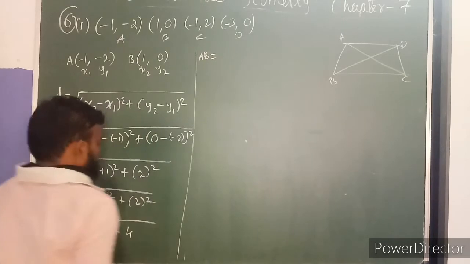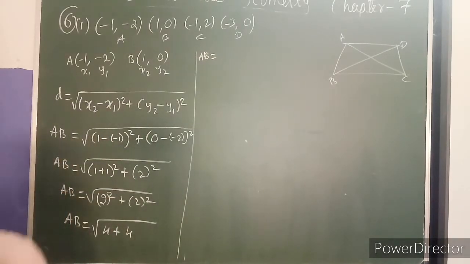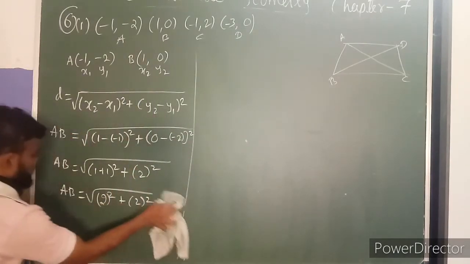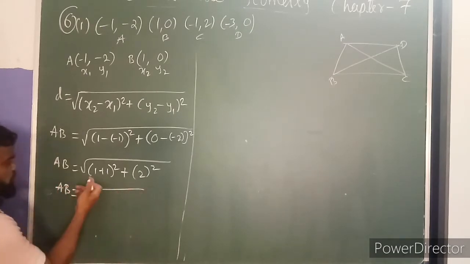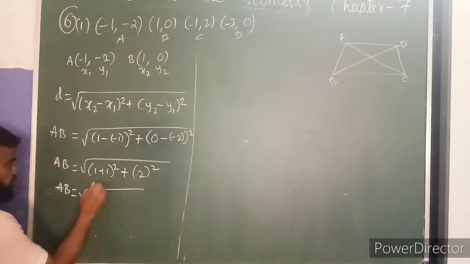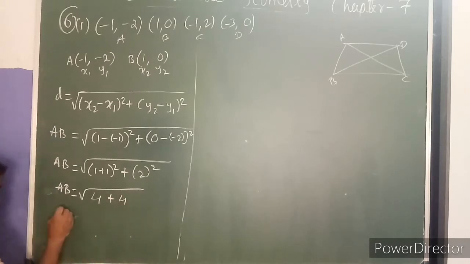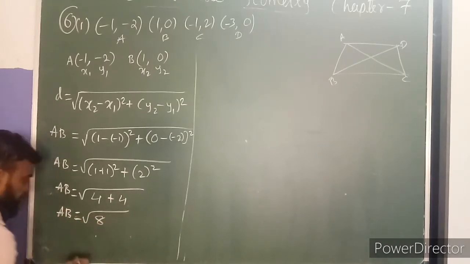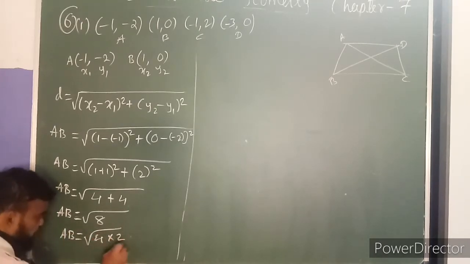So AB is equal to... I'll write here only. I can solve in the second part here. See. So AB is equal to the square root of 2 square plus 2 square. 2 square is 4, plus 2 square is 4. Then AB is equal to root 8. We can split the root 8. Then 8 is 4 times 2, where 4 is a perfect square number.